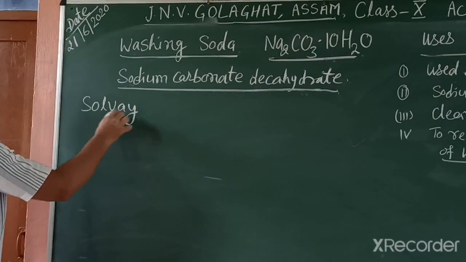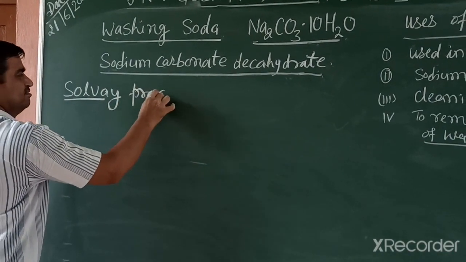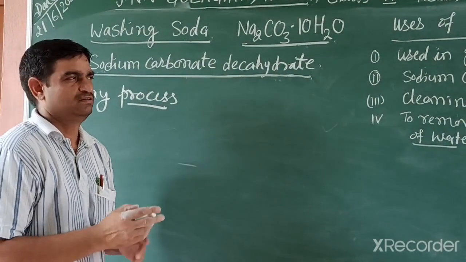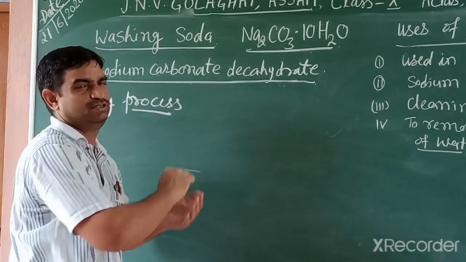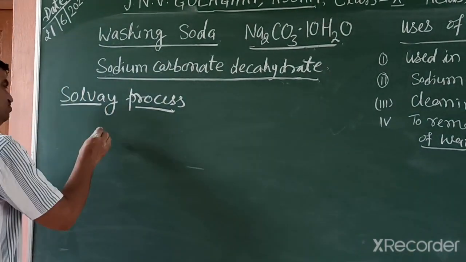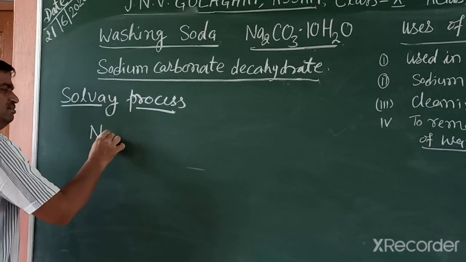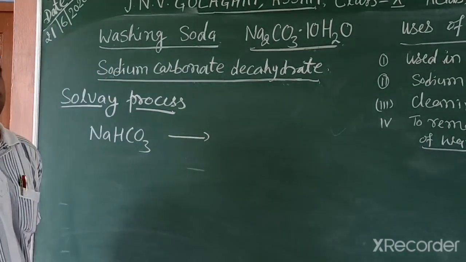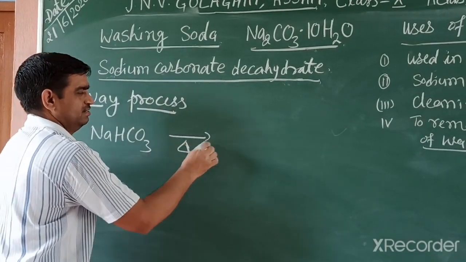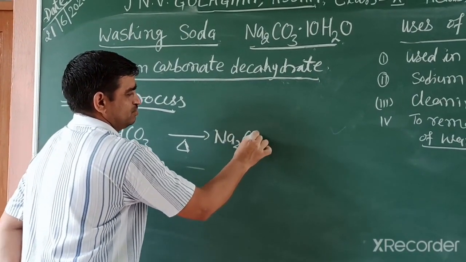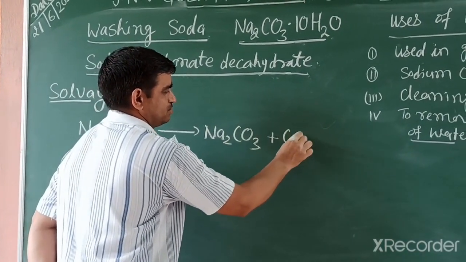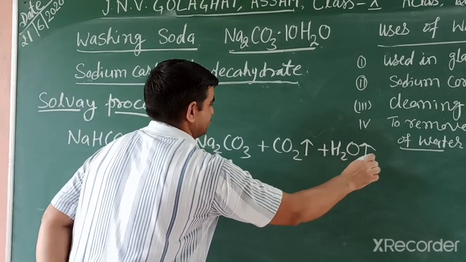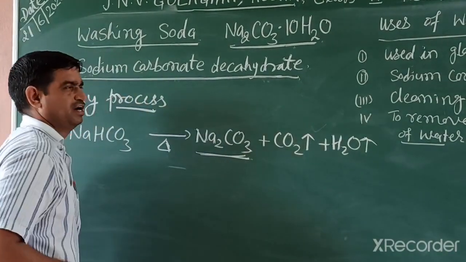We earlier studied this. It is prepared by the Solvay process. At first we prepare baking soda, and then baking soda is converted into washing soda. When we heat the baking soda, it is converted into sodium carbonate. When we heat, this reaction occurs: sodium carbonate plus carbon dioxide and water vapors. So this one is sodium carbonate.